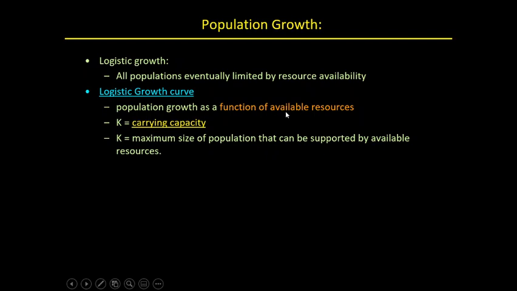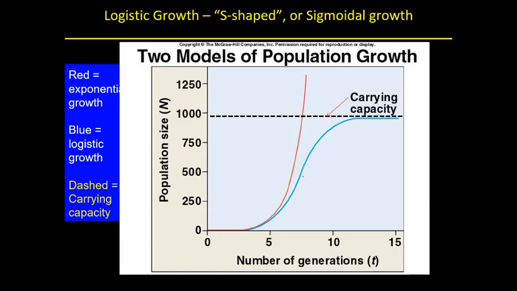And a key term is carrying capacity, which is the maximum size of a population that can be supported by the available resources in the environment. So I'm tacking on in the environment there since it's implied and not stated explicitly on the slide. So carrying capacity is the maximum number of individuals that can be sustained in the environment for that population. So here's a graph that illustrates both exponential growth in red and logistic growth in blue. And we're going to focus on logistic growth, of course, here.